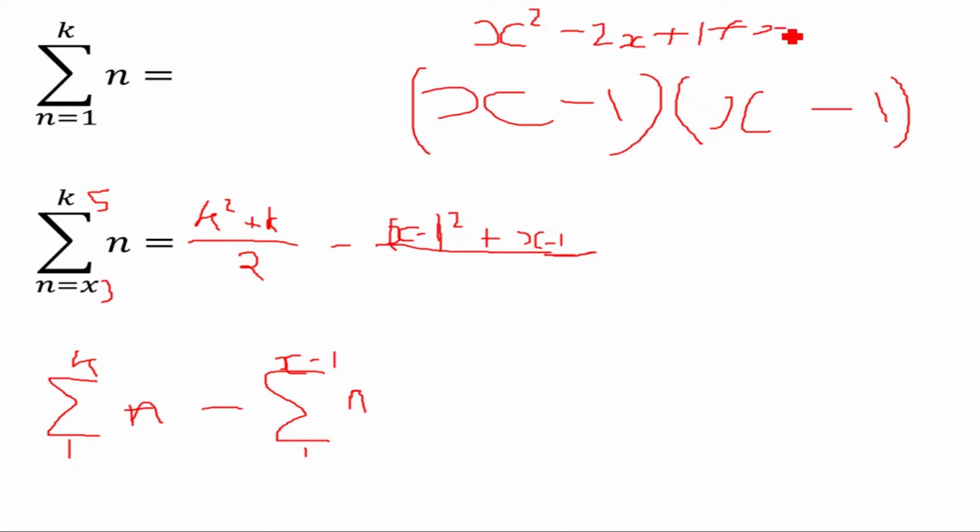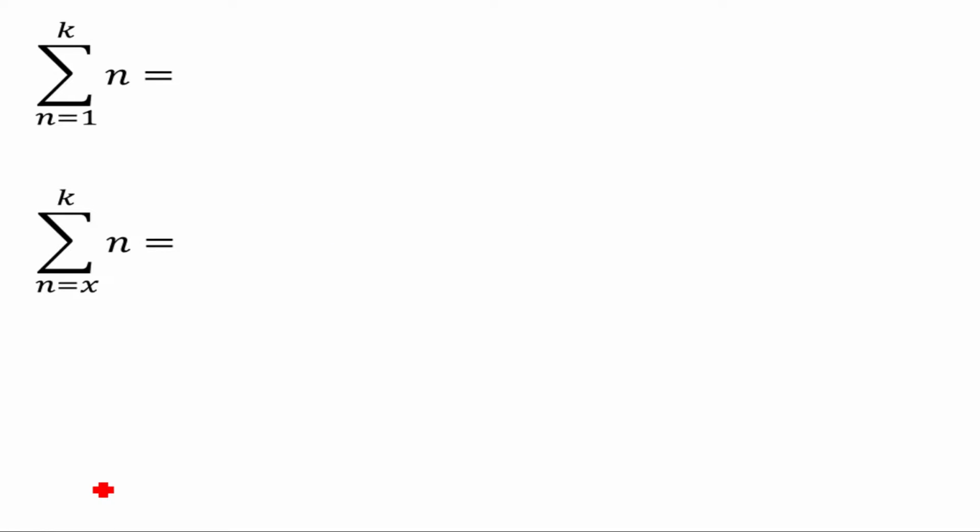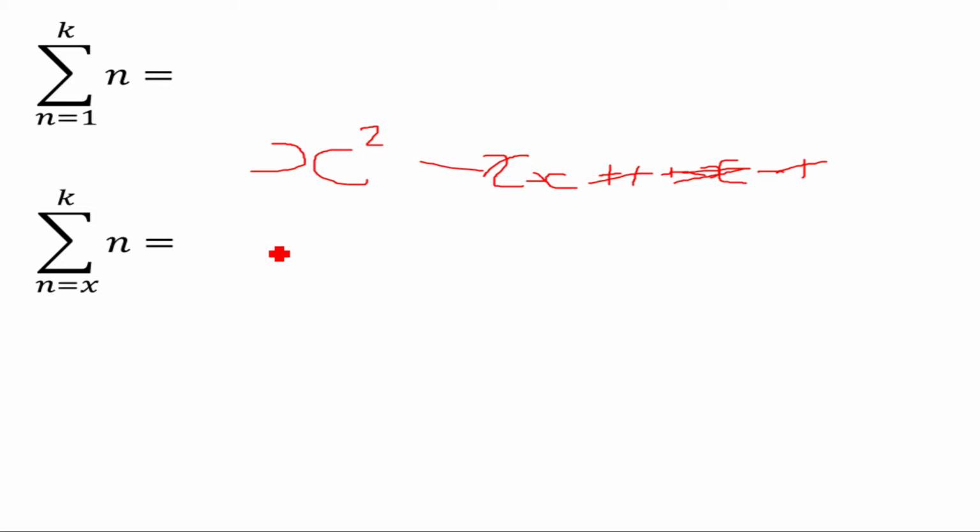Plug it into here, so plus x, sorry. I remember the equation, don't worry. X squared, negative 2x, positive 1, positive x, negative 1. These ones cancel out, and then this 2 cancels out with the x. So then we're just left with x squared negative x divided by 2 as the end.